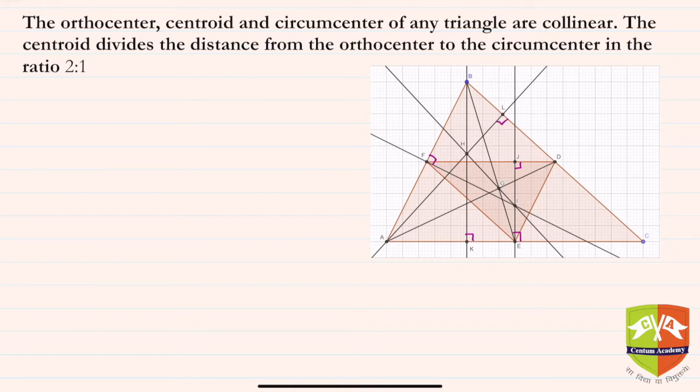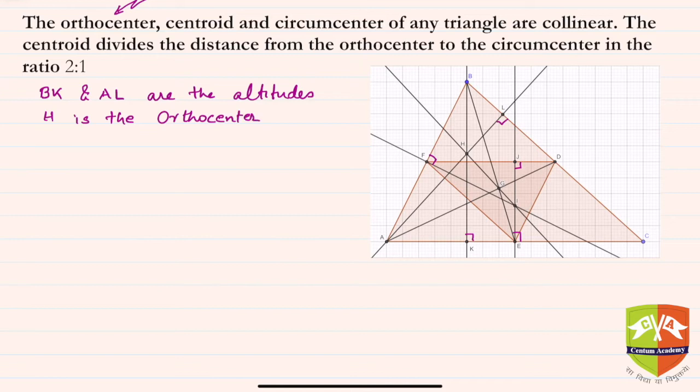So let's first understand what this theorem is talking about. It says orthocenter. What is orthocenter, guys? Orthocenter is nothing but the point of concurrence of all altitudes of a triangle. In this diagram I have not shown all three altitudes, because we know that if two altitudes intersect, the third altitude will pass through that point of intersection only. So just to declutter the diagram, I have only shown two altitudes here, namely BK and AL, and clearly H is the orthocenter. This is first understood, I believe.